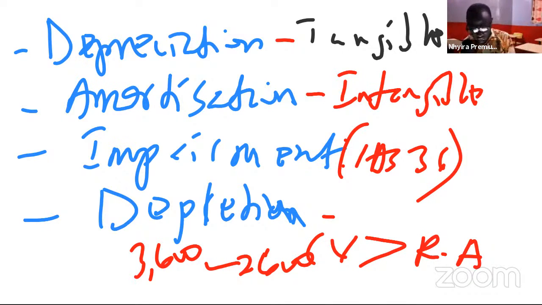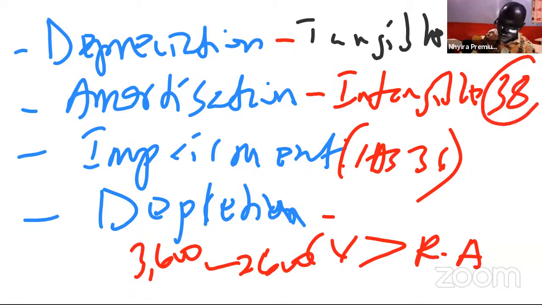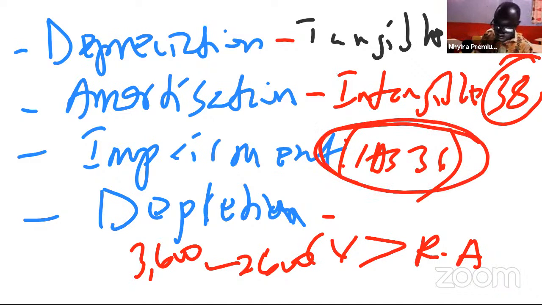Like I said, under IAS 38, intangible assets, I'll be talking to you under amortization. Under IAS 36, impairment of assets, we'll be dealing with impairment later on.